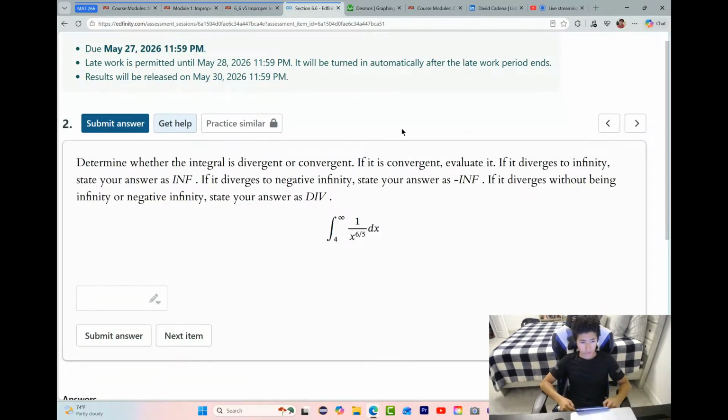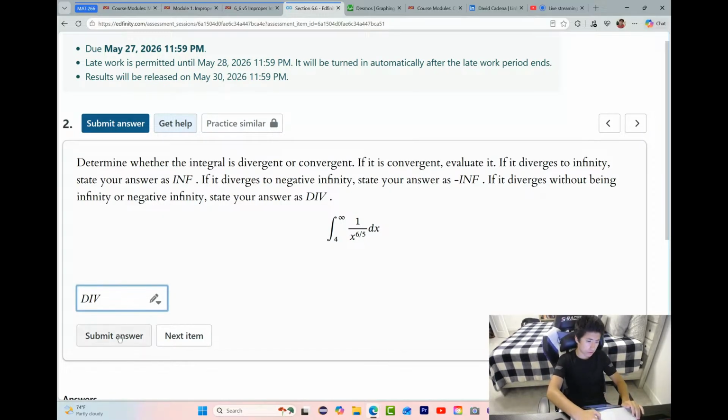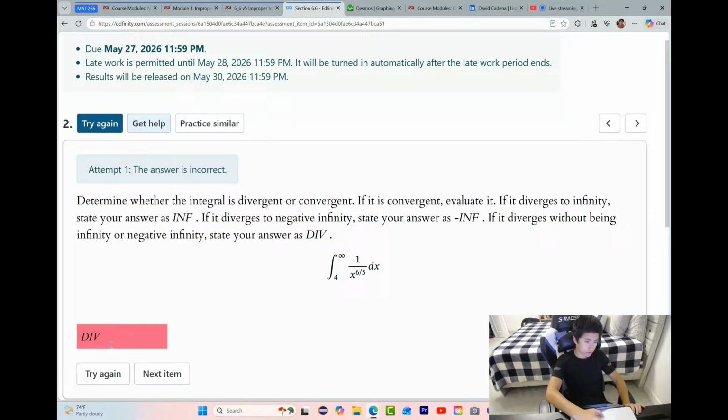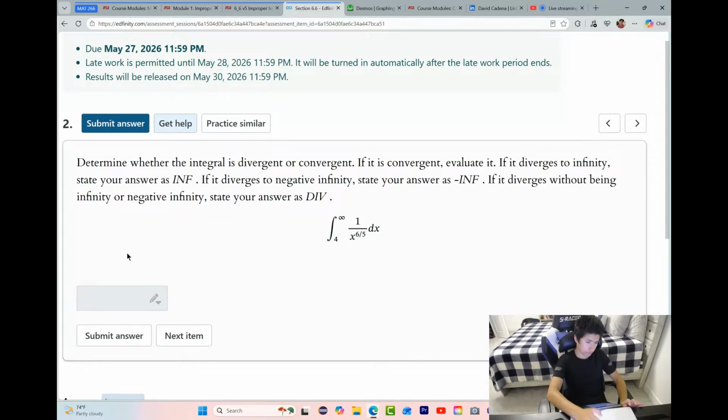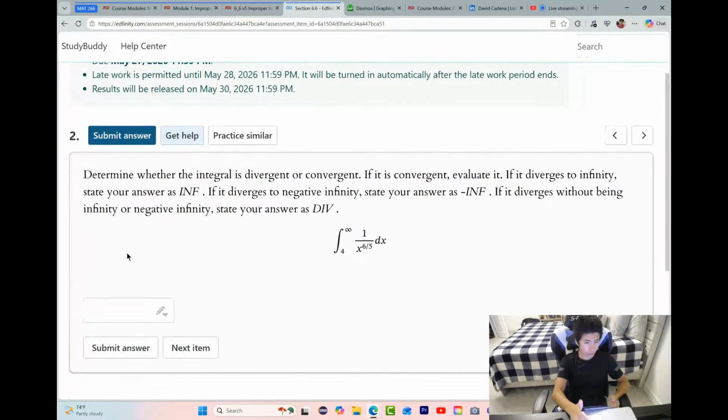Well, it looks like it diverges without being infinity or negative infinity. Could that be our answer? All right, so that's not the case. Okay, so that's not what it means, diverges without being infinity. I mean, it clearly does not go to infinity or negative infinity. I mean, it's undefined. How do I put that it's undefined?